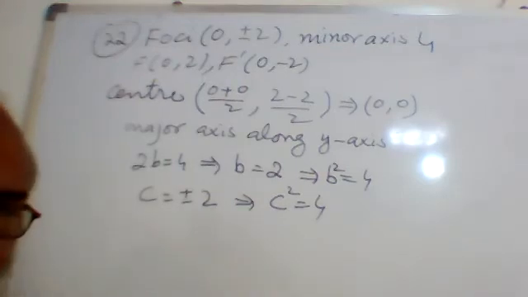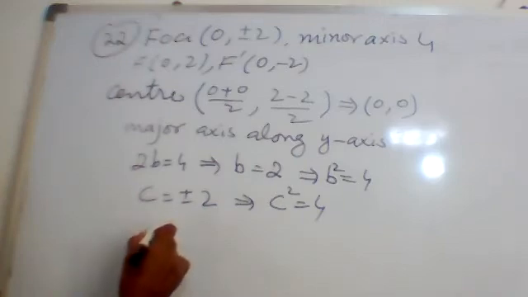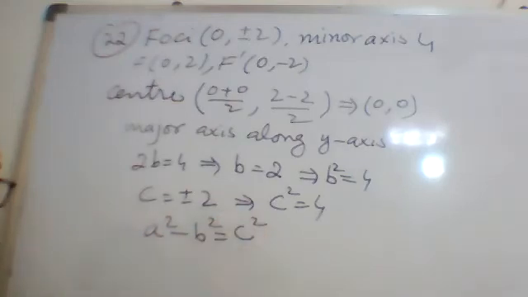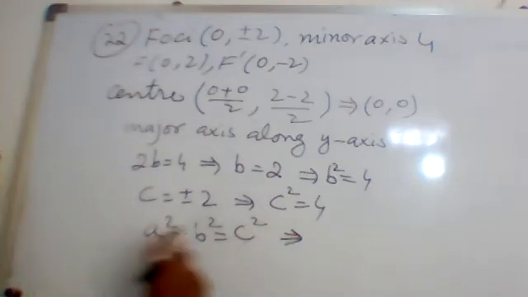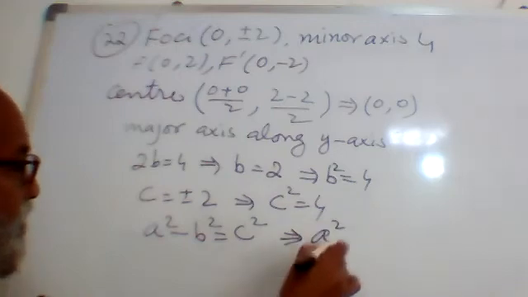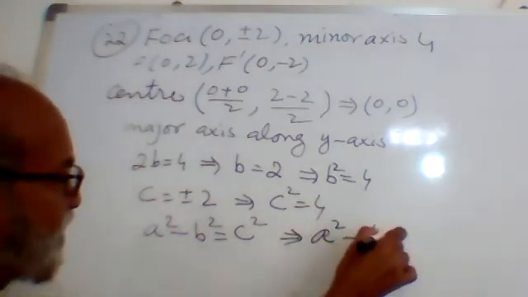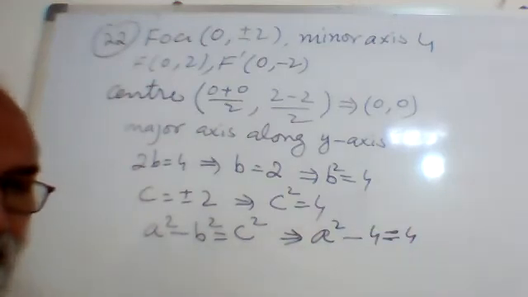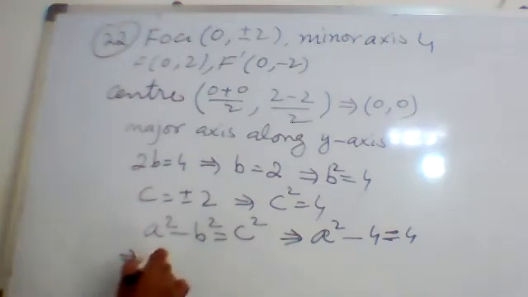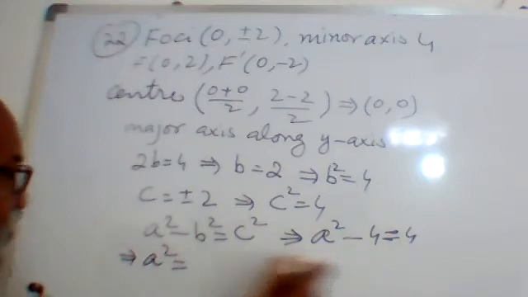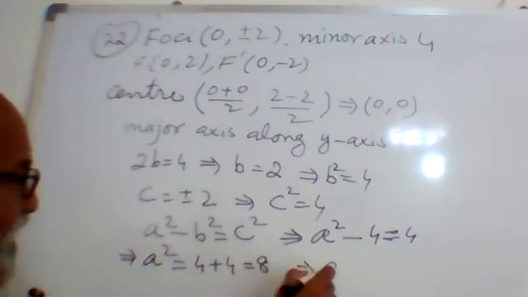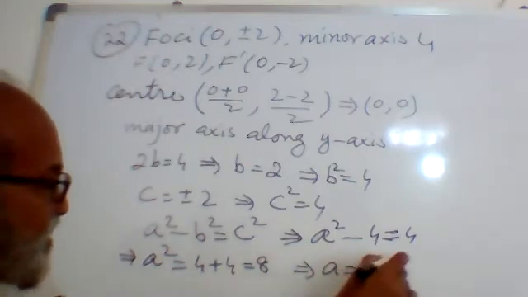So now we'll find a square. The relation between a square, b square and c square is a square minus b square equal to c square. This is the formula. Put the values. a square is to be found, minus b square which is 4, equal to c square which is also 4. So a square will become 4 plus 4, equal to 8. So a will become plus minus root 8.